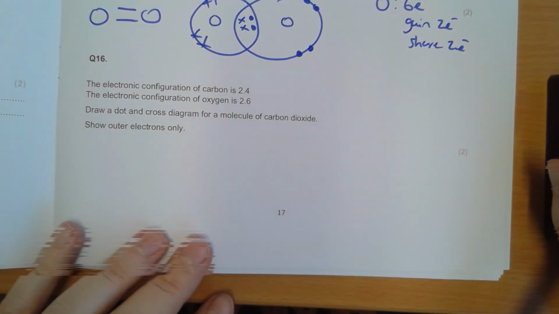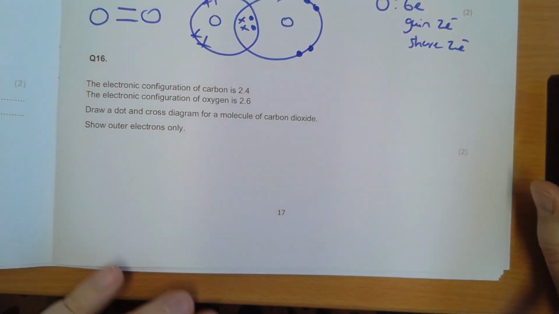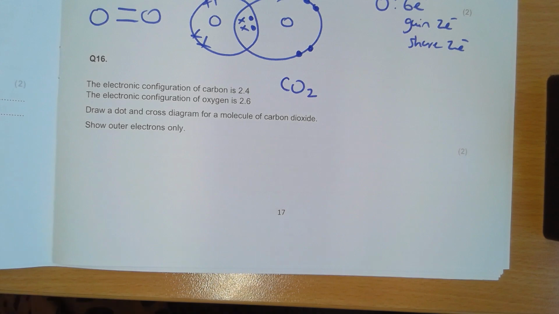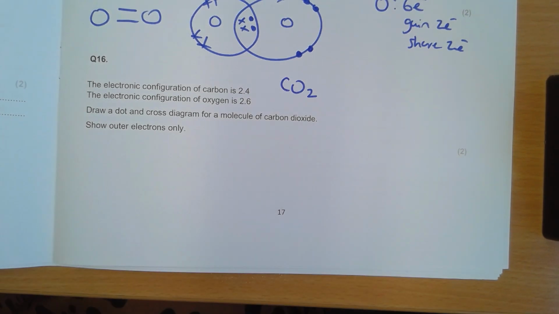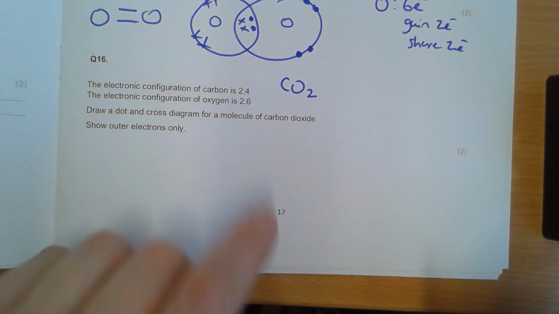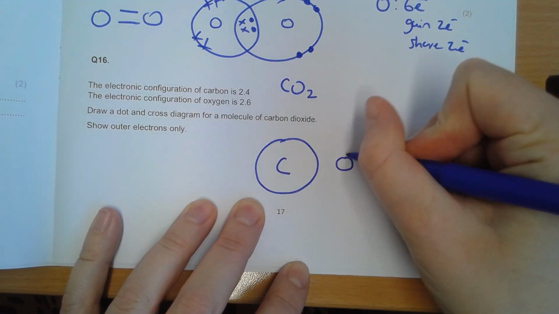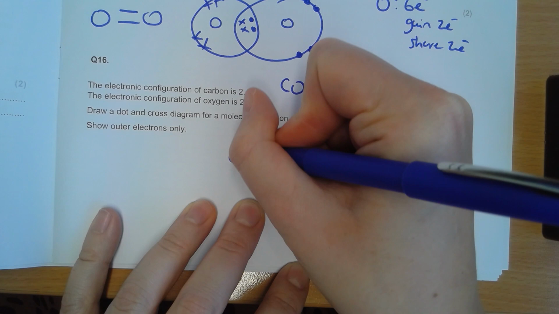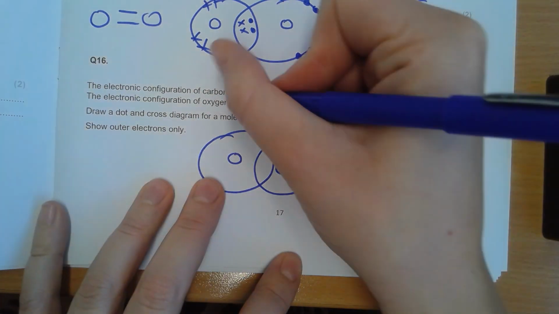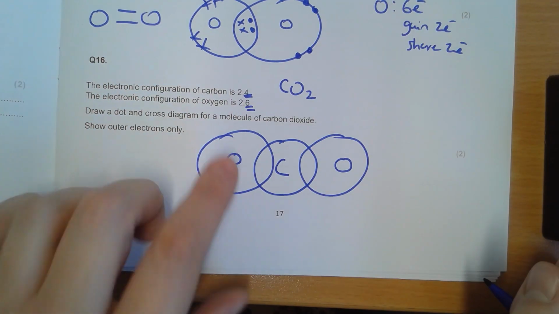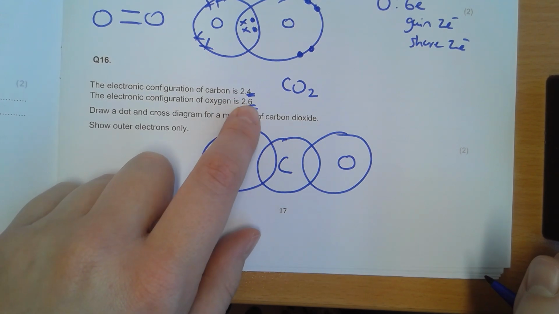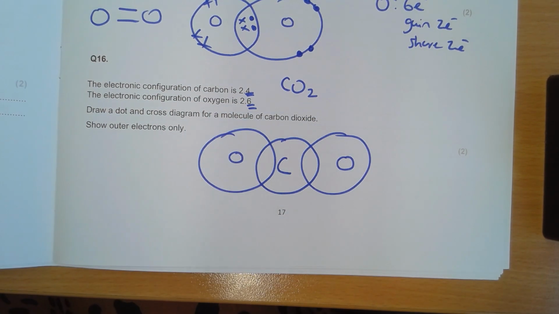I've got another one down here. I've got carbon dioxide. So carbon dioxide we know is CO2. The atom that's by itself is going to go in the center. So I'm going to put carbon in the center and I'm going to put an oxygen on each side. Again, I'm only looking at the outer shell. So carbon has got 4 electrons in its outer shell. Oxygen's got 6. So we've seen oxygen, so we'll start with oxygen.